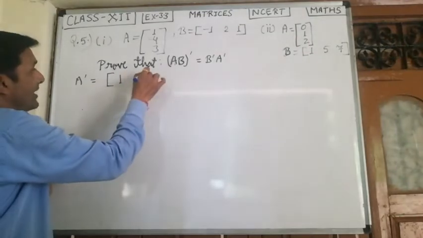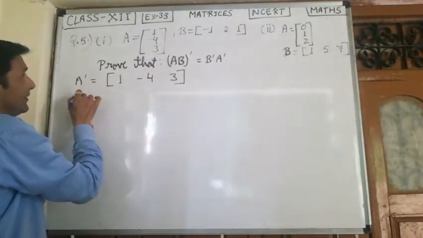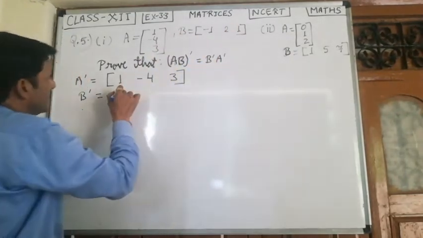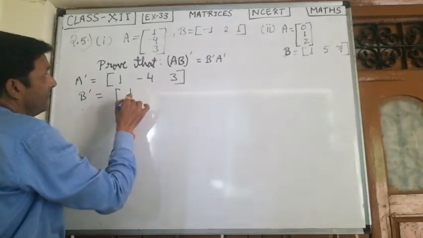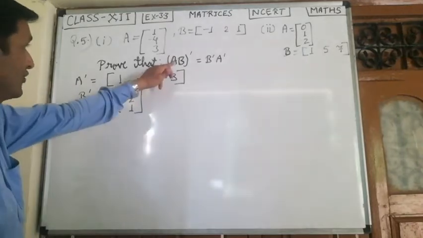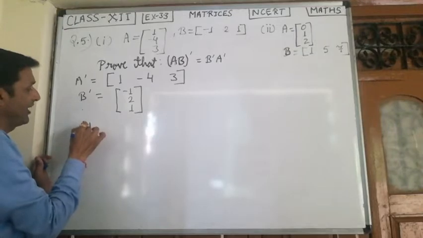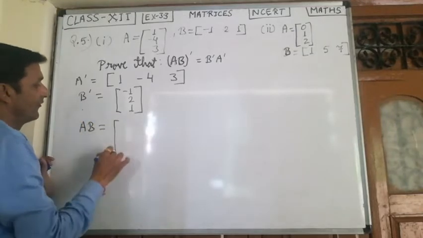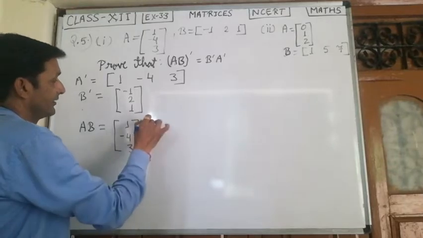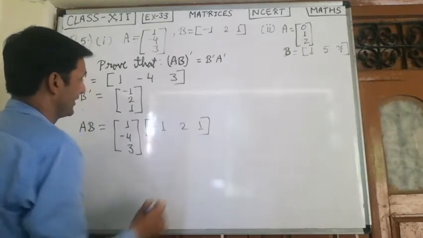So it will become 1, minus 4, 3. B dash is equal to this whole row written in a column. So it will become minus 1, 2, 1. Now first of all we have to find (AB) whole dash. So for that we have to find AB, means 1, minus 4, 3 in a column and then minus 1, 2, 1. This we have to multiply.